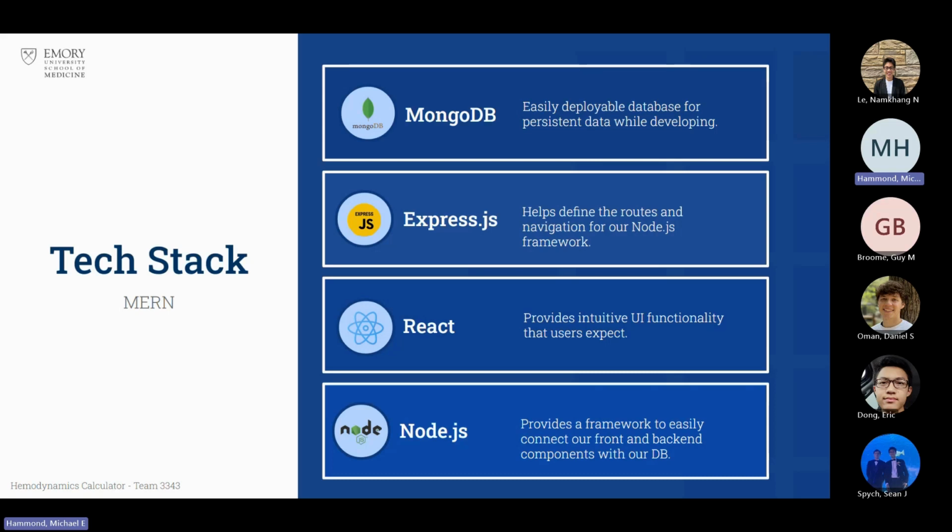Finally, Node. Node is a highly reliable framework that works easily with connecting a Mongo database specifically to a React or Angular front end. And since coming into this project, we knew that we needed a deployable database for development, and we wanted to remove the complexity of Angular, and this was going to be an app used mostly on desktops and laptops. MERN was an obvious choice for a tech stack.